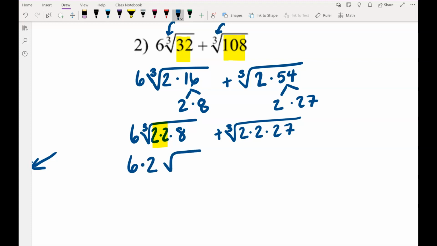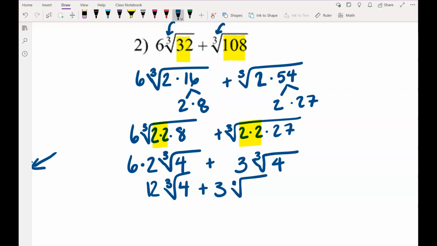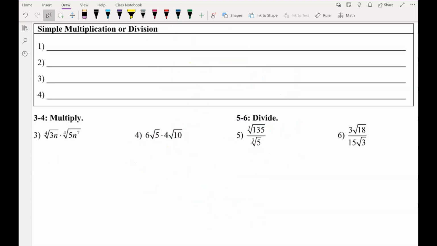I'm going to have 2 2's left inside, so I'm going to rewrite it as a 4. Similarly over here, I cannot simplify 2 2's. I need 3 2's to take it out. So those 2 2's will stay as a 4. But cube root of 27 is going to be 3. Okay, so now this is 12 cube root of 4 plus 3 cube root of 4. Index is 3, radicand is 4. They are identical. So now we can combine them as 15 cube root of 4 and box it up.